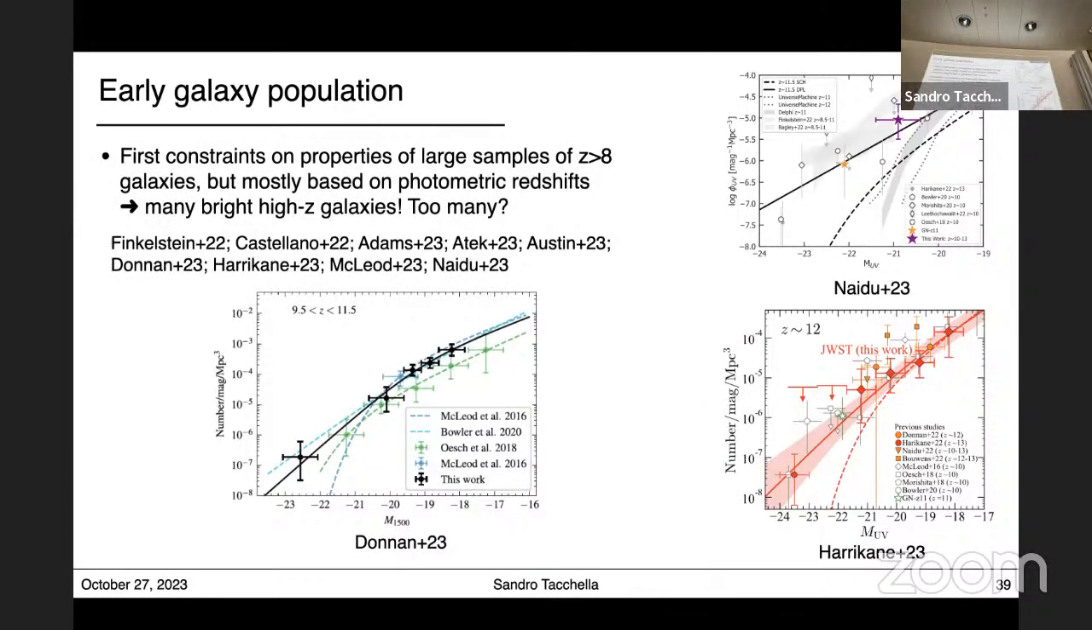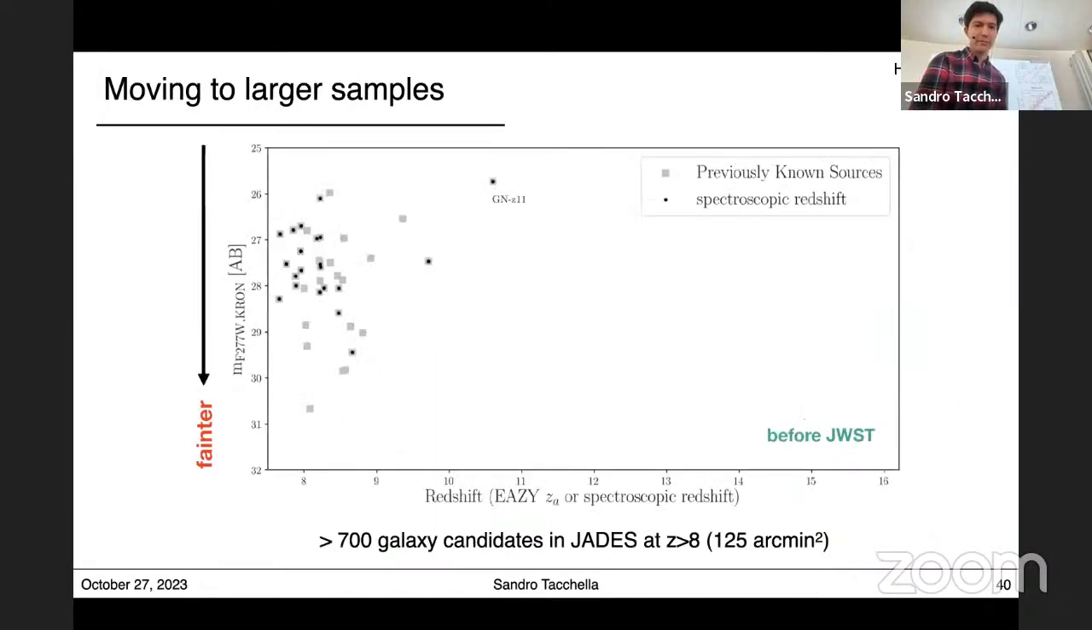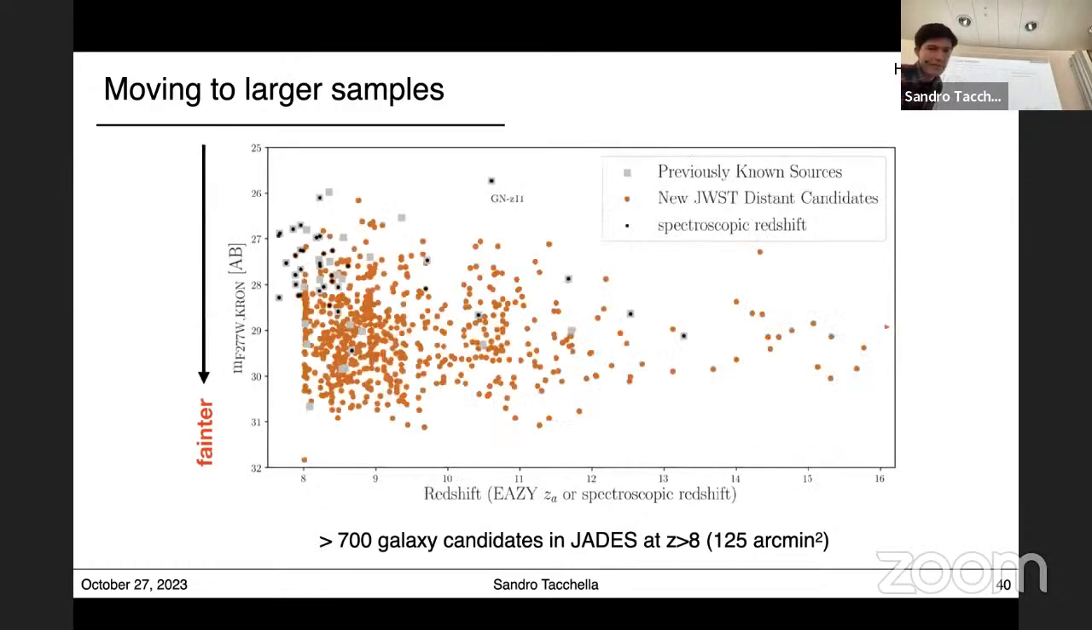But there seems to be an indication that the UV luminosity function doesn't evolve much anymore at the highest redshifts, indicating that there might be too many UV bright galaxies at early times. And so indeed, we have also been doing similar searches. So this shows you basically what we have known before JWST. And this shows you now what we have with JWST, right?